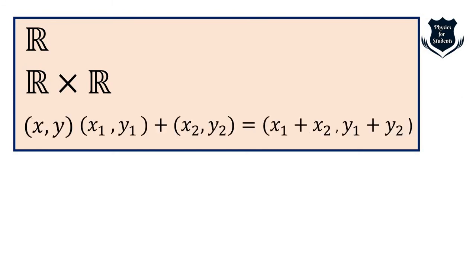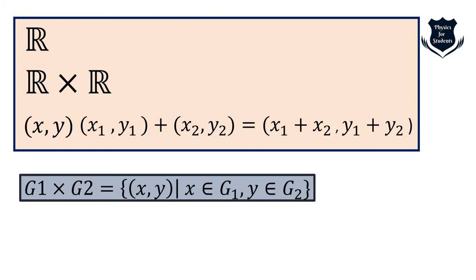Okay, so if R is the group of real numbers, then R multiplied by R is the group of all two-component vectors, which is this. R times R is the group of all vectors given by (x1, y1), (x2, y2), and this is G1 multiplied by G2, which are the two groups. Here the first component is from capital G1 obviously, and the second component is from capital G2.